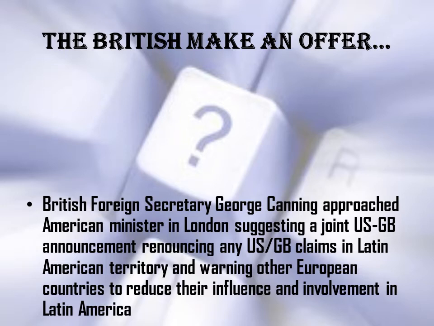So the Americans were pretty surprised when the British Foreign Secretary, a man by the name of George Canning, approached the American minister in London and suggested that the U.S. and Great Britain make an announcement. What this British Foreign Secretary suggested was that the U.S. and Great Britain jointly announce that those two countries are not going to claim any more Latin American territory, and that the U.S. and Great Britain should issue a warning to other European countries saying that they have to reduce their influence and involvement in Latin America. Essentially, Great Britain wanted Great Britain and the U.S. to tell Europe to back off of Latin American interests.